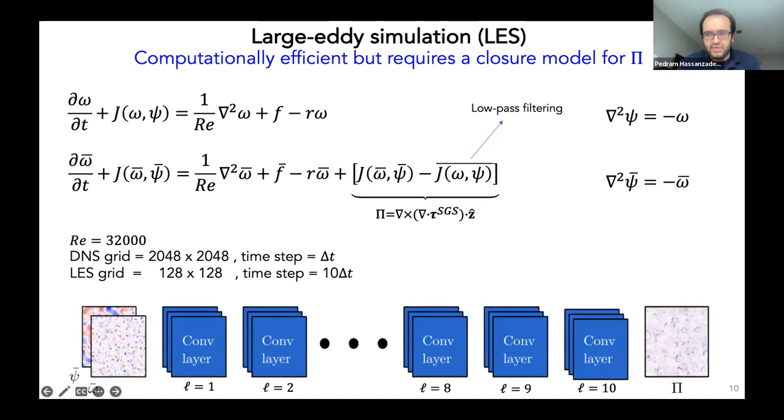One thing we can try is to train a convolutional neural network. These are techniques for image processing. The input would be this resolved flow. The output would be this pi term. We can get the pi term from DNS. We train this and see what we get. So far everything probably looks pretty rigorous and doable.